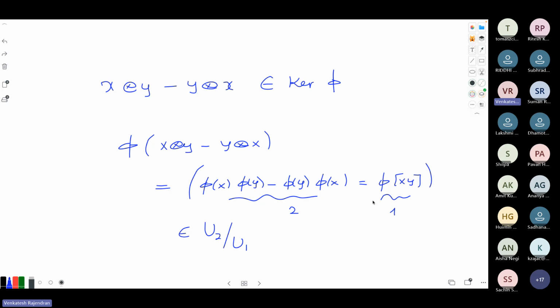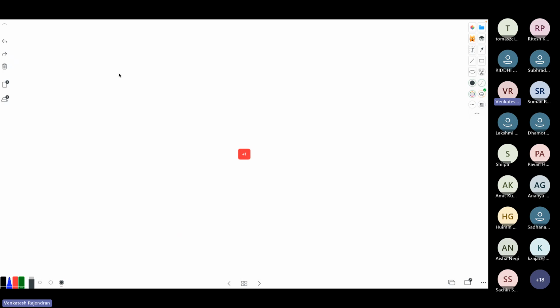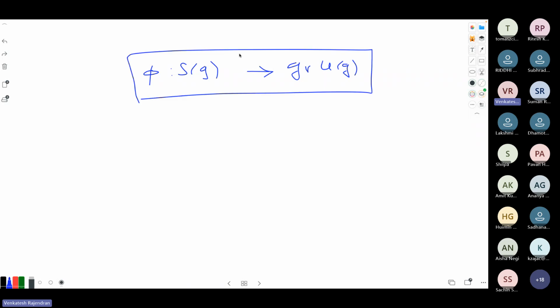So this is lying in U1, and it must be 0 inside U2 modulo U1. So these elements all lie inside the kernel. That tells you that this pi indeed factors through SG, and you have a map from SG to grade UG. So this is indeed a surjective map.